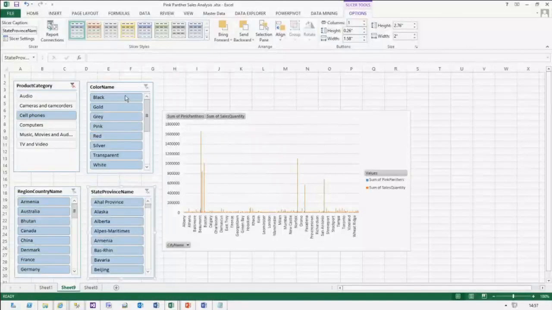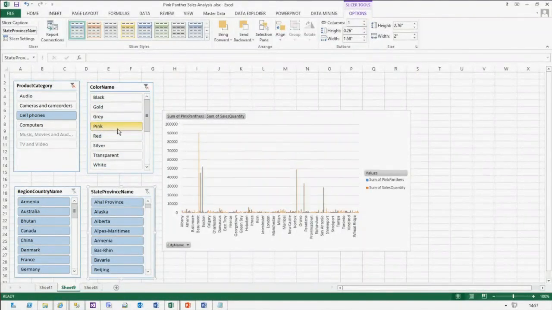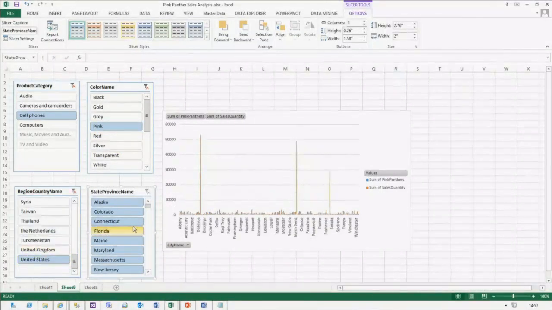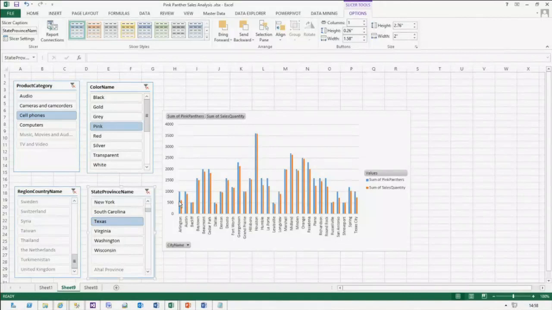And since these are Pink Panthers, are there any interesting things going on here in pink? There's still too much data. I'm going to go into United States, and let's pick one of the states here. I'll pick Texas, which is one of the largest states. And I find very good correlation between the quantity of cell phones and Pink Panthers. So then I go into the assumption, okay, Pink Panthers are buying the pink cell phones. Now I have an excellent market opportunity to sell these cell phones and make much more profit for the organization.